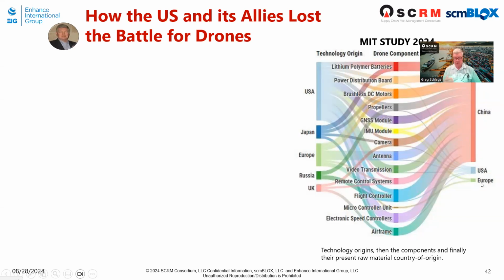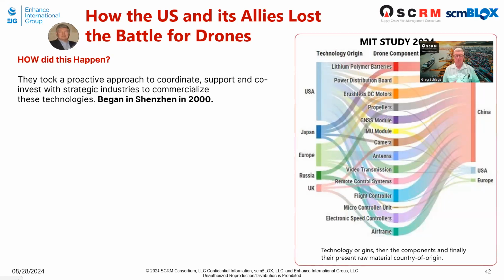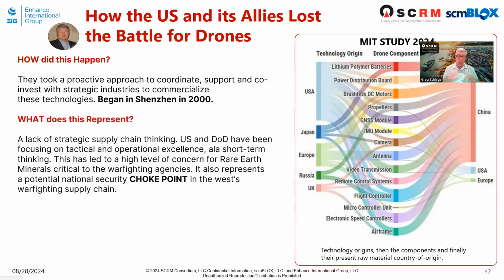All right, pretty self-explanatory. So how did this happen? On the left-hand side, well, China took a proactive approach, folks, to coordinate, support, and co-invest with strategic industries to commercialize these technologies. It began back in 2000. What does this represent? Well, we think it represents a lack of strategic supply chain thinking.